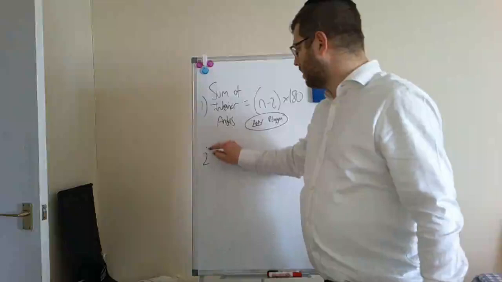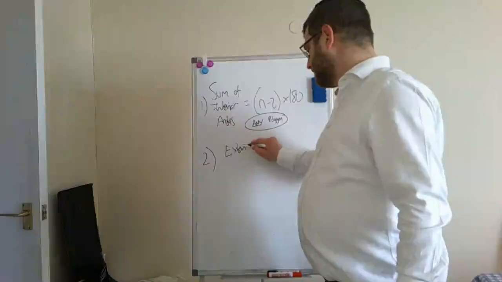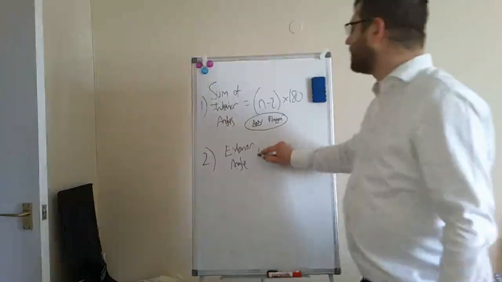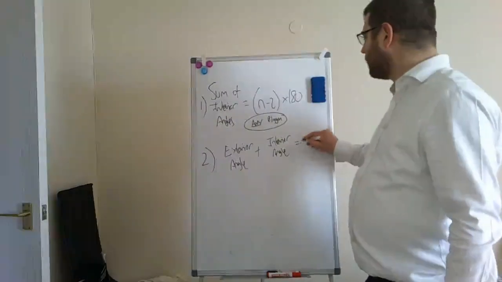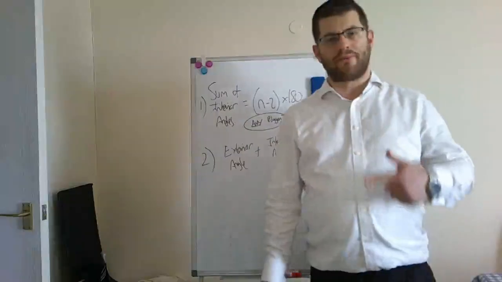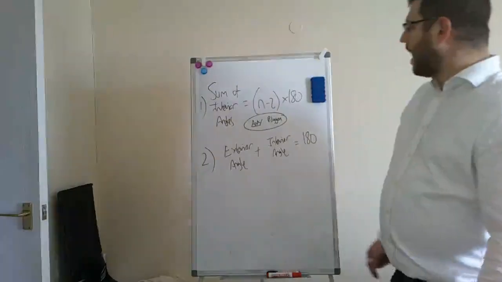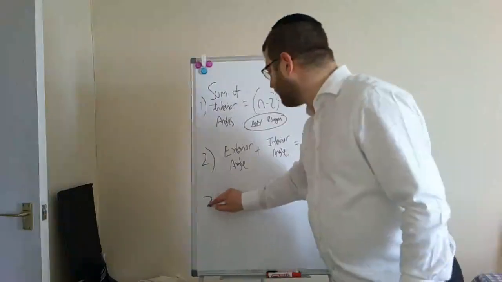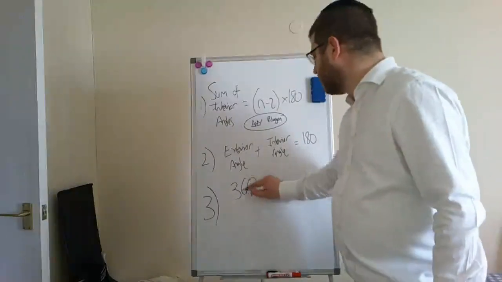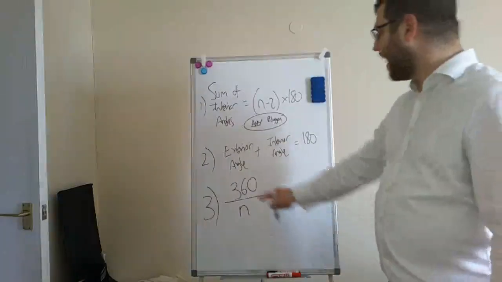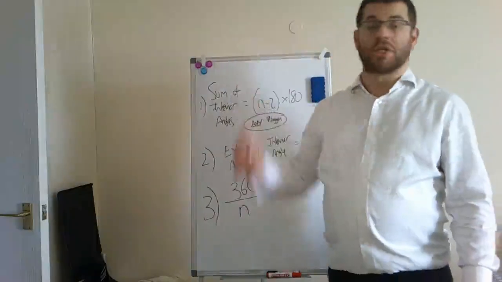Number 2, even before that we said any exterior angle plus its corresponding interior angle adds up to 180. So this is quite useful if you want to flip between interior and exterior or vice versa. If you have one, you just do 180 minus the other. And that can be used in conjunction with formula number 3, which says 360 divided by the number of sides, that n is the same as that n, gives you one exterior angle, an individual exterior angle.